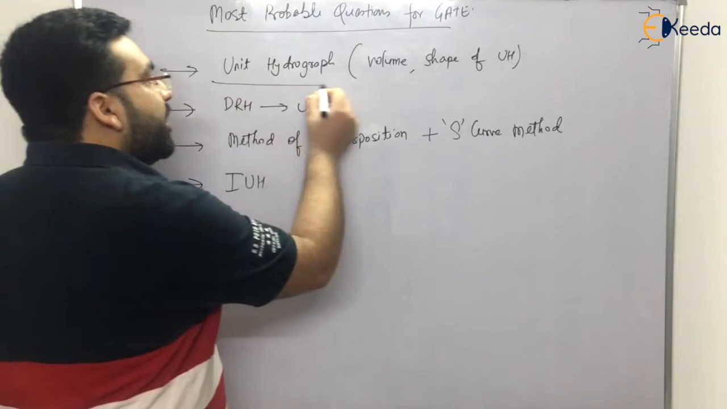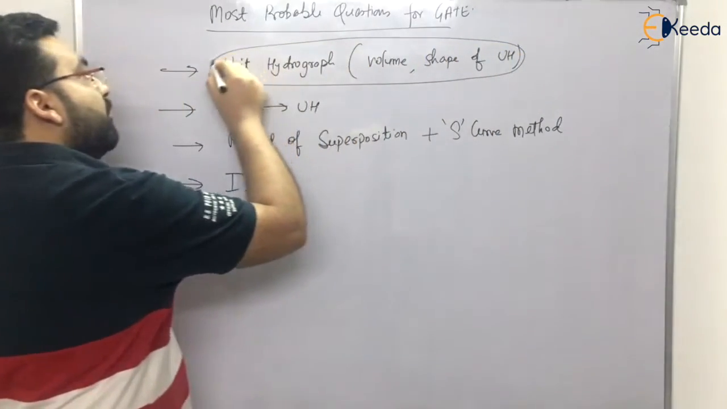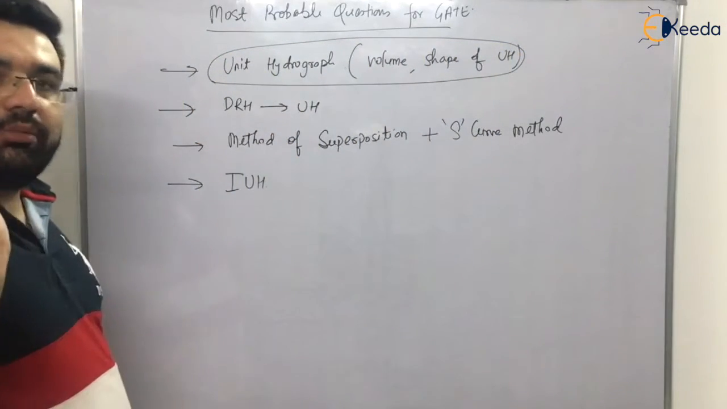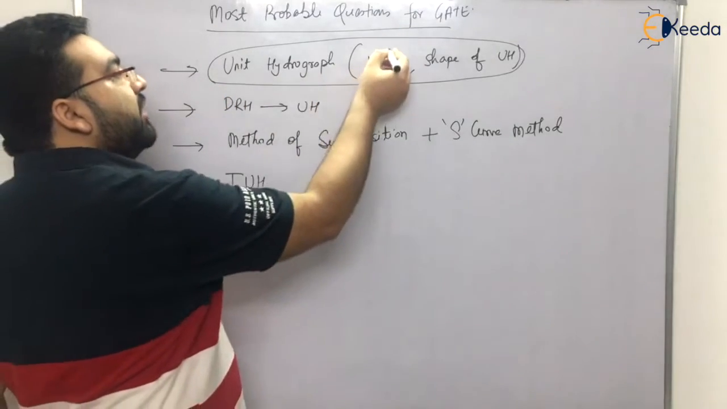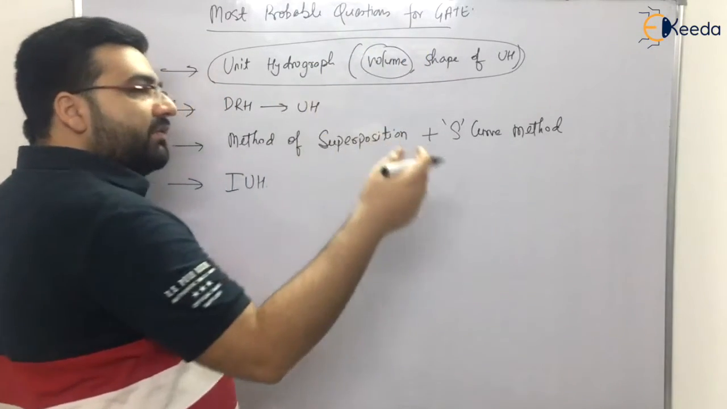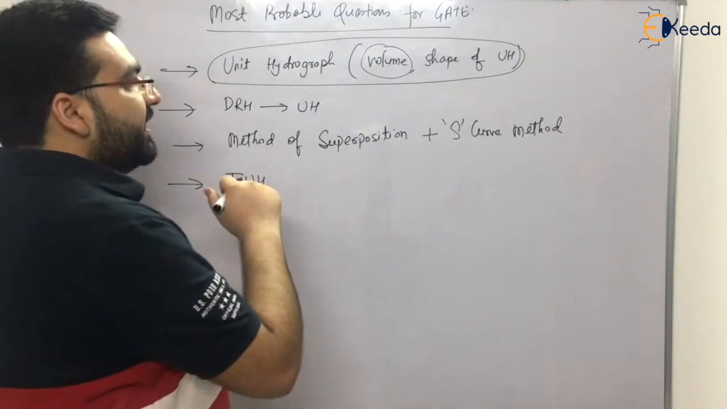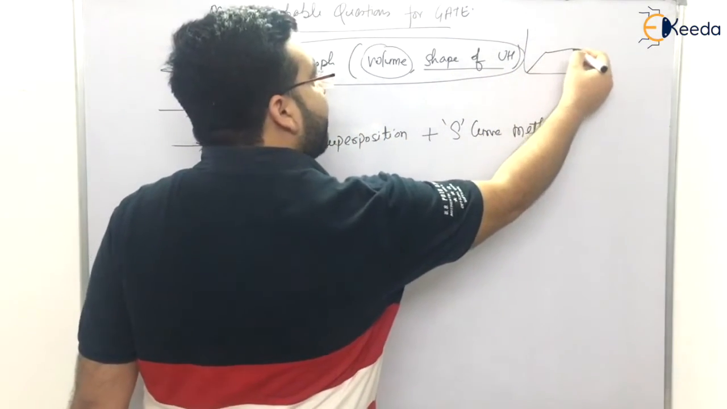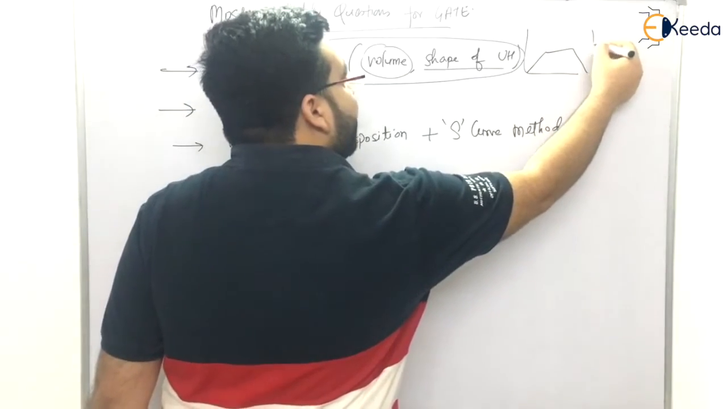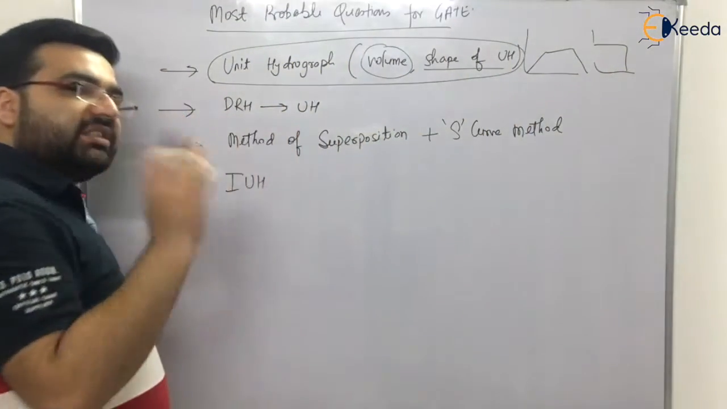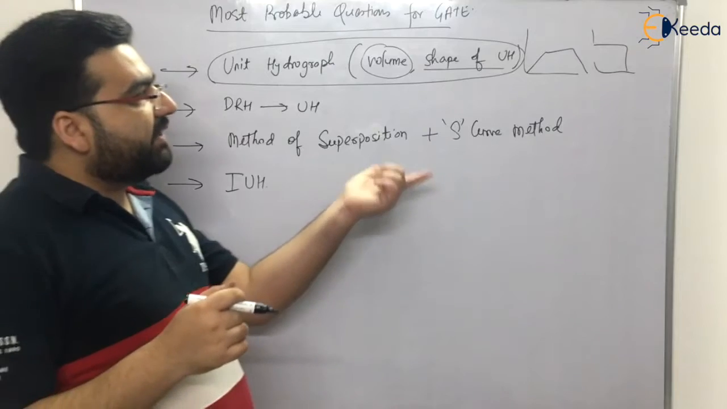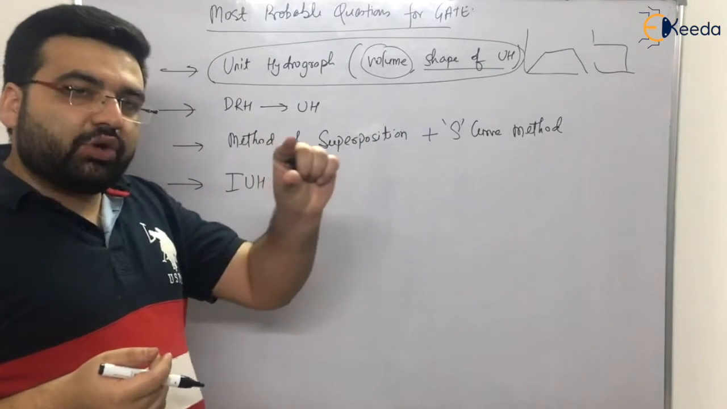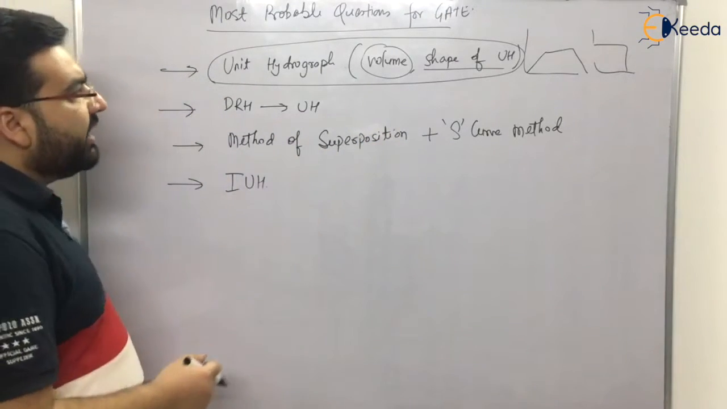Your unit hydrograph still remains the most important topic. In unit hydrograph, you can be asked the volume of the discharge, or the volume of effective runoff, or the shape of the hydrograph can be changed. For example, it can be trapezoidal, rectangular, whatever. But the concept is that the area of a unit hydrograph gives you the discharge for that particular 1 centimeter of effective rainfall. Simple, right?